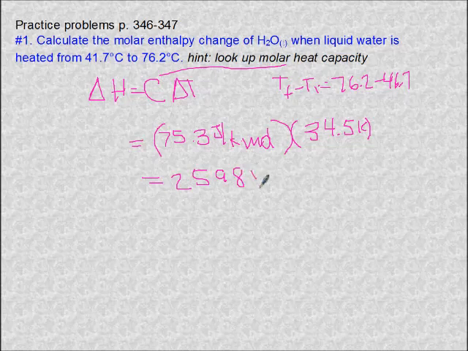2,598 joules per mole. So if I have 1 mole, it's 2,598. If I have 2 moles, it's 5,200 approximately. I can figure out how much the enthalpy changed based on how many moles I have, but this is the molar enthalpy change for this system.